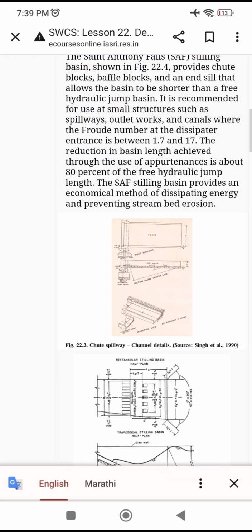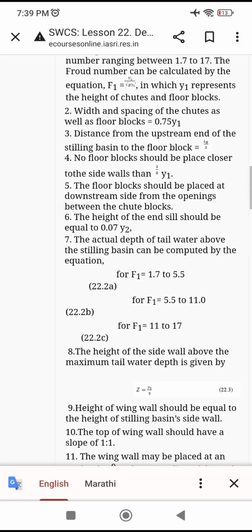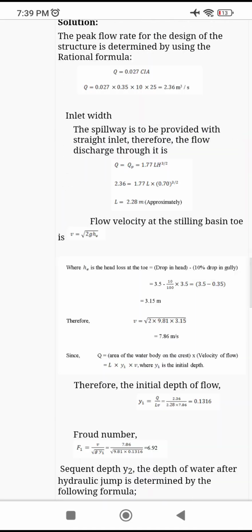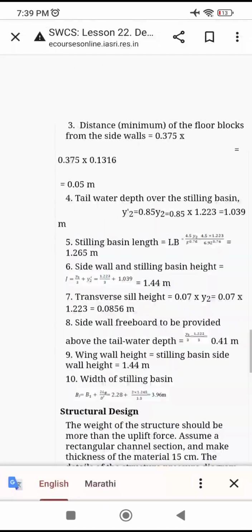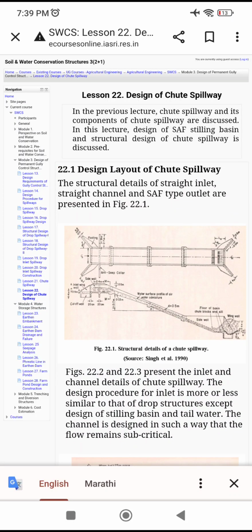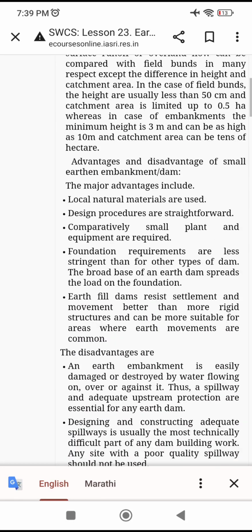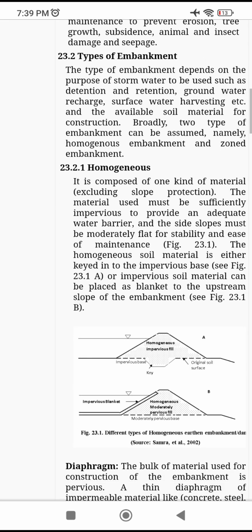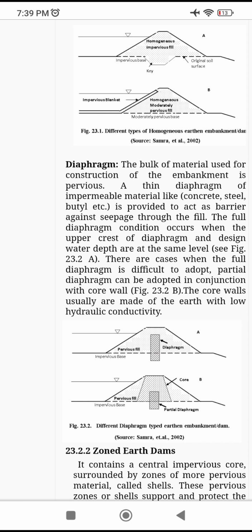Now design of chute spillway. So see here: Froude number, different Froude numbers, structural design, hydraulic design, hydrologic design. Now water storage structures are the embankments. So what is meant by homogeneous embankment? Homogeneous means, homo means similar, it is composed of one kind of material. Then diaphragm: the bulk of material used for construction of the embankment is pervious. A thin diaphragm of impermeable material like concrete, steel or butyl is provided to act as a barrier against seepage.